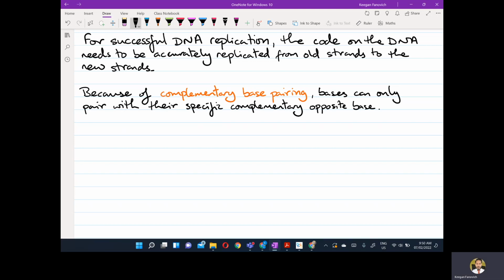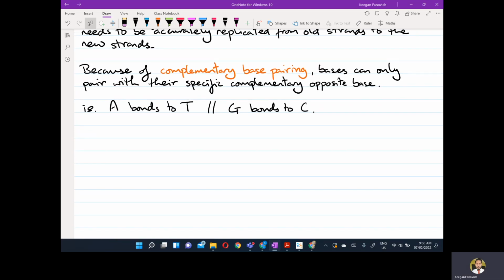I.e., well, this is sort of repetitive, but A bonds to T, and G bonds to C. It doesn't matter if I write C bonds to G or G bonds to C, but I'm just trying to keep it in a way to show you all the purines first and the pyrimidines second. So I just didn't want to break the continuity, that's all. It doesn't matter if you write A bonds to T or T bonds to A, it's the same thing. So A bonds to T and G bonds to C.